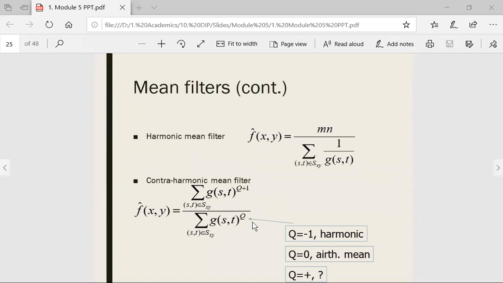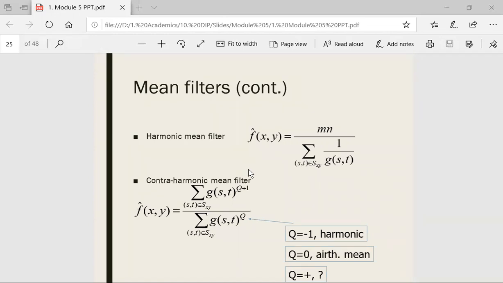After learning the arithmetic mean filter and geometric mean filter, there are two more filters, the harmonic filter and the contra harmonic mean filter. The harmonic mean filter is represented by f cap of x comma y equals mn, that is the pixel count, divided by the sum of 1 by g of st. The contra harmonic mean filter is represented by sigma of g of st to the power of q plus 1. Here q is 0, -1, or +1.